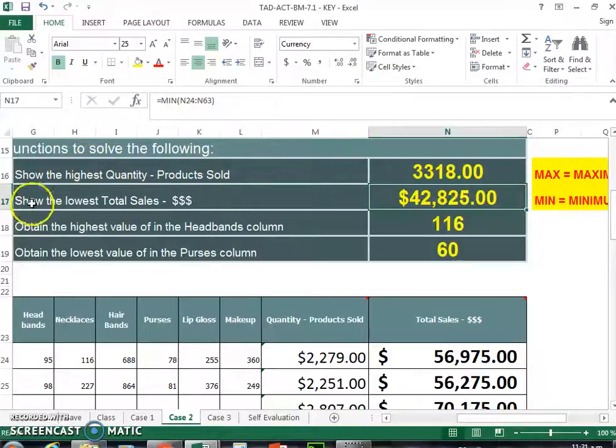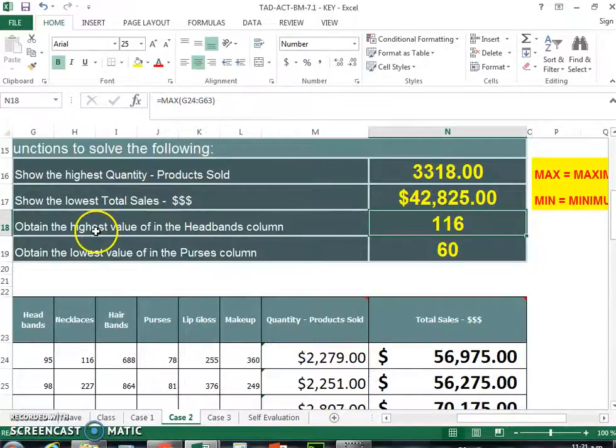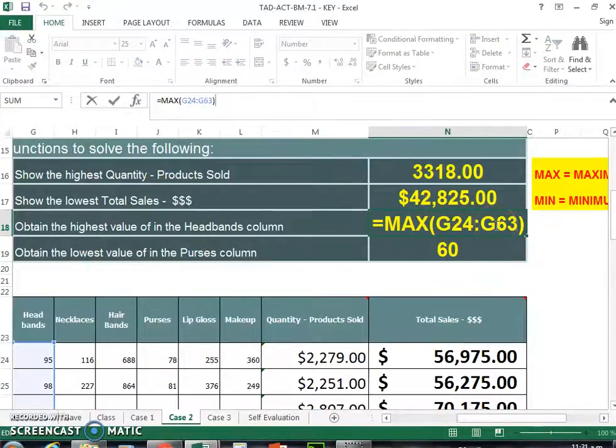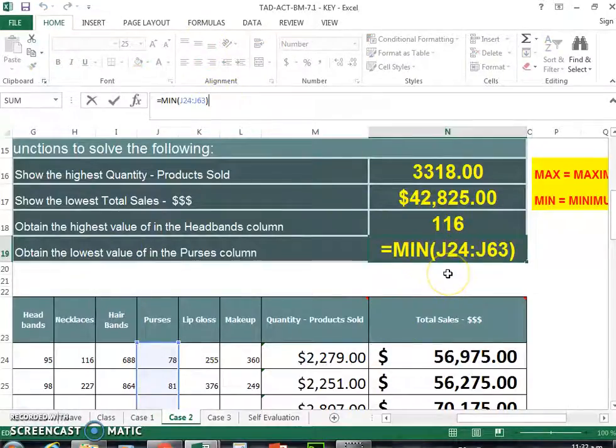The highest quantity. Now, the lowest total sales is going to be with the function min, or the smallest number, the least number. So it's equal to the min of column N in total sales from N24 to N63. Now, obtain the highest value, so the function max, then max in column G that contains the headbands. And finally, the lowest value is with function min. So the min of column J from J24 to J63 because it contains the information about purses.